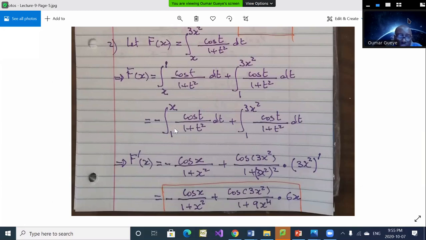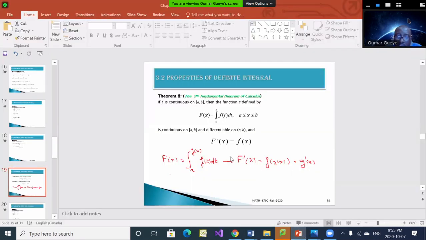The formula says to calculate the derivative of the sum. It's not f, because this is your function, capital F, and you want to get its derivative now. Based on what the second FTC says, you take this integrand and substitute t by x, and you get the derivative of the first part. For the derivative of the second part, this is a composite of two functions. You have to apply the general formula that I gave you here. My g of x in this case is equal to 3x squared, so you have to multiply by its derivative.